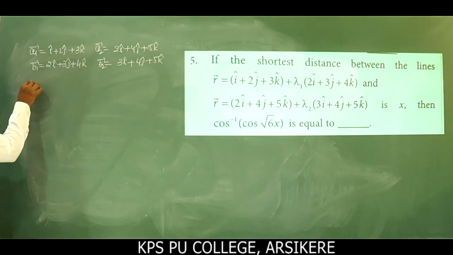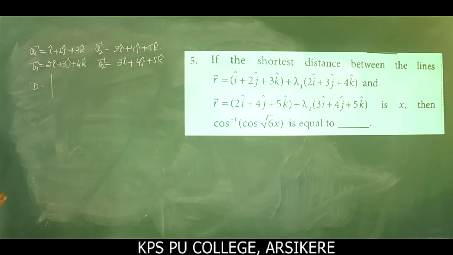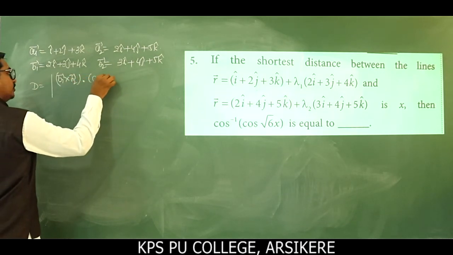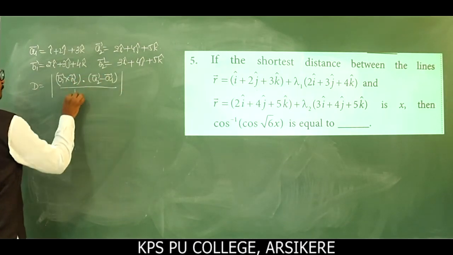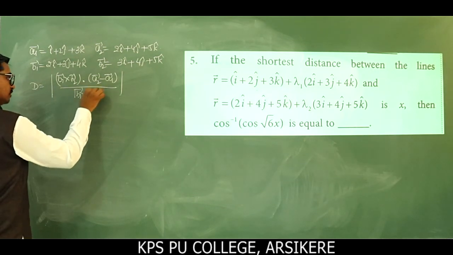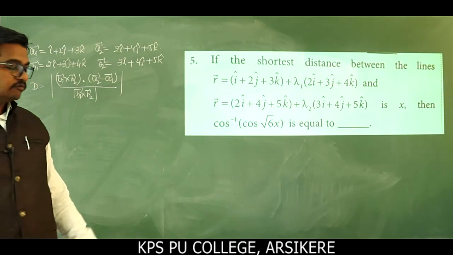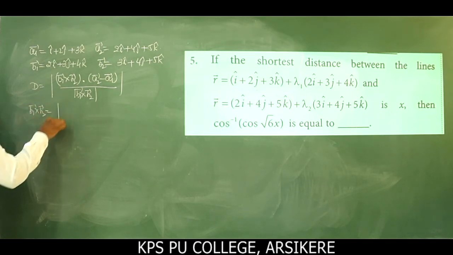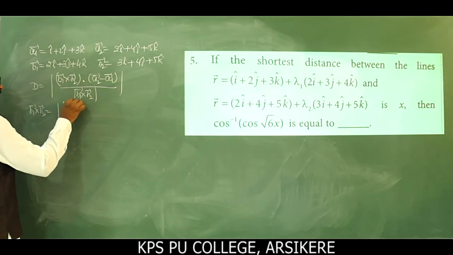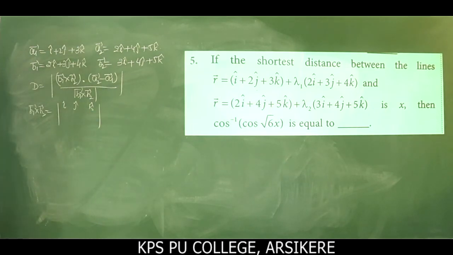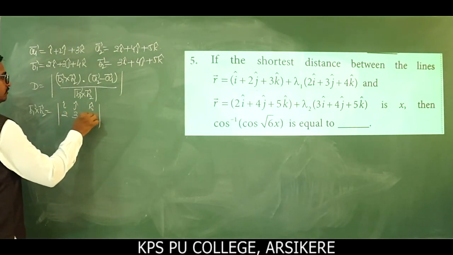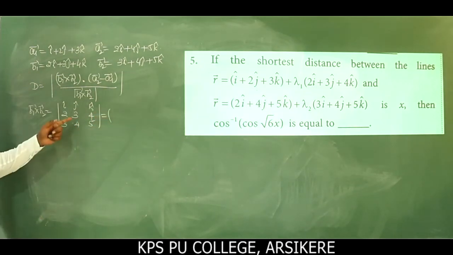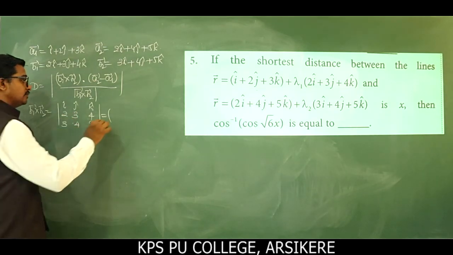So the requirement to find the distance between the two skew lines is b1 cross b2 dot a2 minus a1, whole divided by magnitude of b1 cross b2. First we need to find b1 cross b2. This is equal to first row i, j, k, second row the components of vector b1: 2, 3, 4, and here 3, 4, 5. Expand: 3 into 5 is 15 minus 16 that becomes minus 1 into i cap.